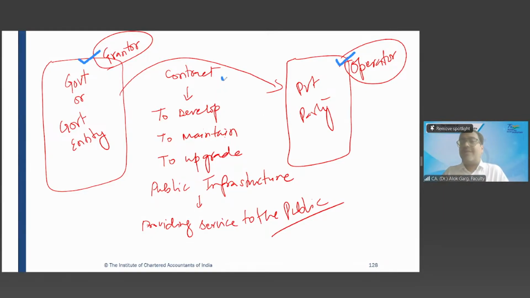So government gives a contract to the private party to develop the public infrastructure, to maintain the public infrastructure, to upgrade the public infrastructure, right? And this public infrastructure is for providing service to the public, right? Have you heard about AIIMS, All India Institute of Medical Sciences? Whether AIIMS is a government hospital or a private entity hospital? It's a government hospital. So nowadays, there is a lot of investment which is required in constructing a hospital. Number one, hospital building. Number two, a lot of equipment, etc.